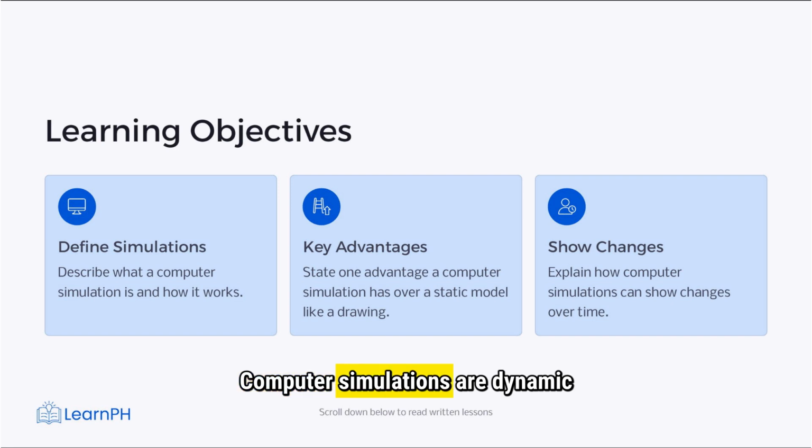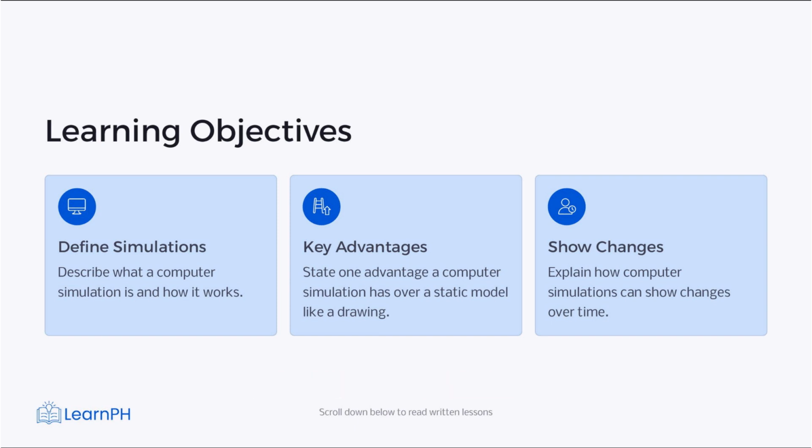Computer simulations are dynamic models that replicate real world processes over time. Unlike static models, they can demonstrate changes and predict outcomes, offering a more interactive and insightful analysis. This adaptability makes simulations invaluable for understanding complex systems such as weather patterns or urban development by providing a visual and temporal representation of change.